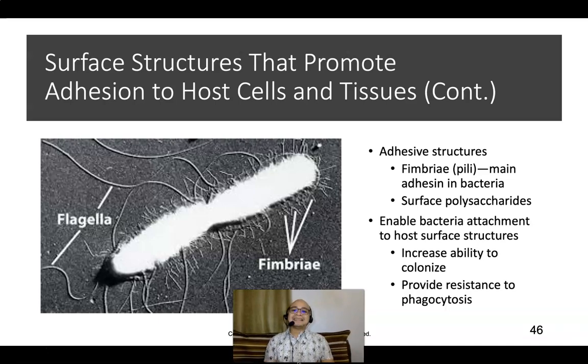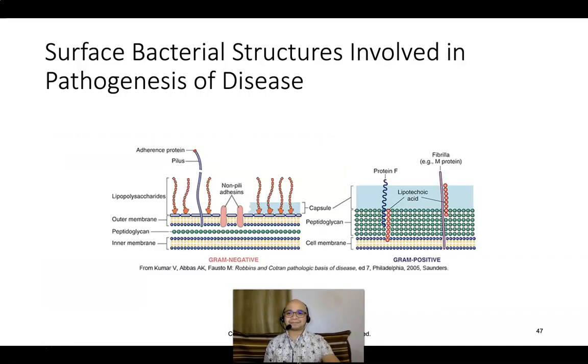Again, I used this example a while ago. Organisms such as Neisseria gonorrhoeae have Fimbriae. Fimbriae will enable the bacteria to attach rigidly to host cell surface structures. That way, it will increase its ability to colonize, such as in cases of Neisseria gonorrhoeae causing gonorrhea, and it will provide resistance to phagocytosis.